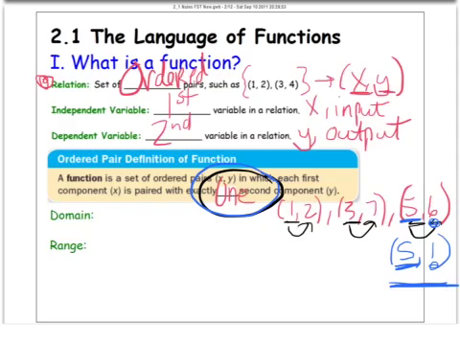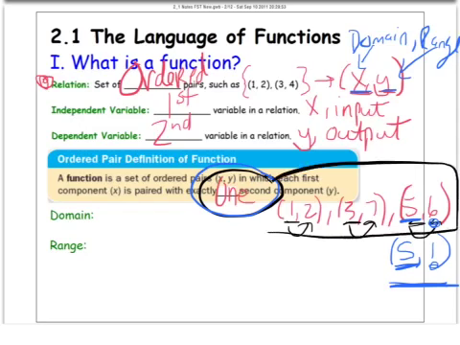The domain and the range just go with independent and dependent variable. Remember, domain and range is alphabetical. We have X comes before Y as domain comes before range. So the domain is just the list of the X's, the range is the list of the Y's. And let's just look at these 3 red ordered pairs that I wrote down.